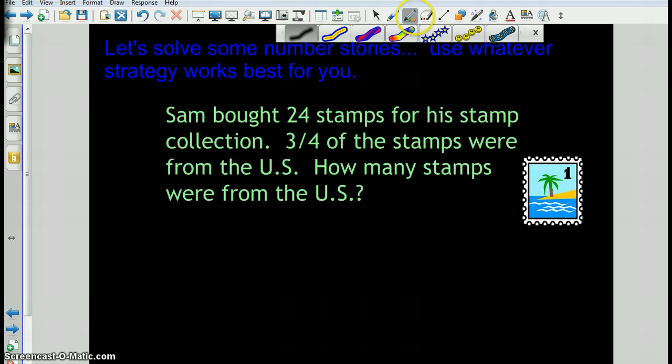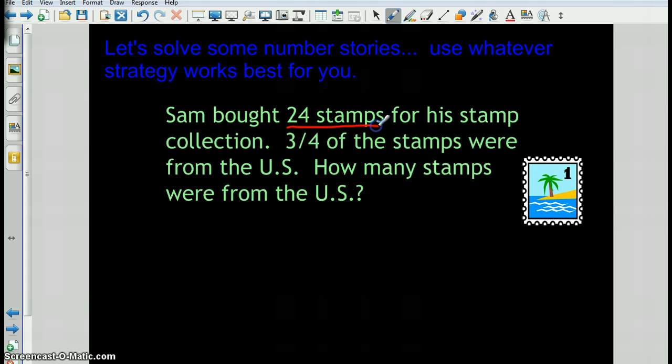Starting with this first one, I like to go through and underline some of the key ideas. Sam bought 24 stamps for his stamp collection. 3/4 of his stamps were from the US. How many stamps were from the US? First of all, what do I know? I know that he had 24 stamps, and that 3/4 of the stamps are from the US. My next step is to figure out what they want me to find. In this case, they want me to find how many stamps were from the US. So now I need to figure out what 3/4 of 24 is.